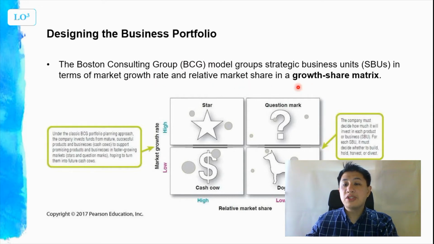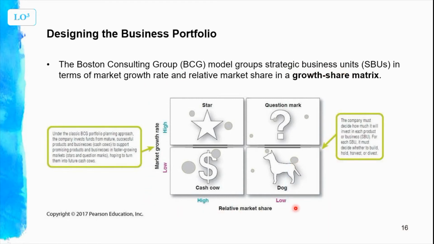So the aim of the growth share matrix itself is to allow companies to decide how they want to manage their various business units in the organization. So over here we have the chart known as the BCG chart for the growth share matrix, and on this you can see on one axis the market growth rate from low to high, and a relative market share of high to low.